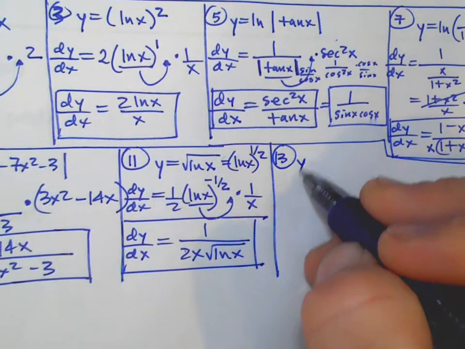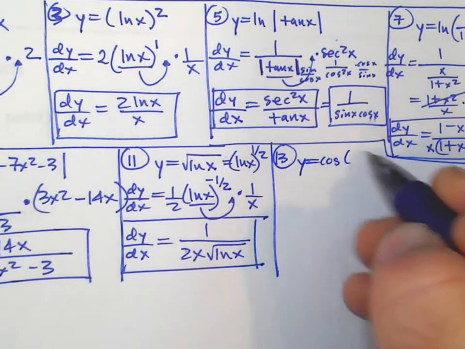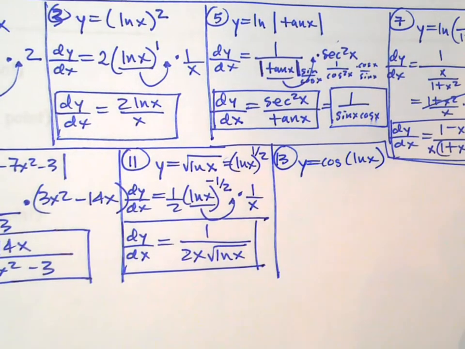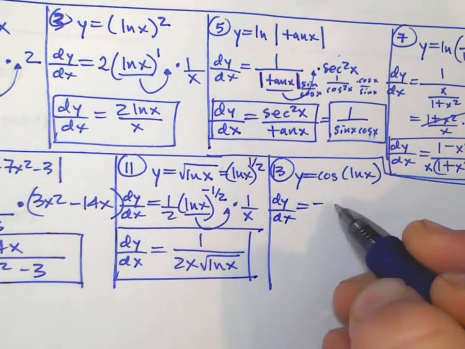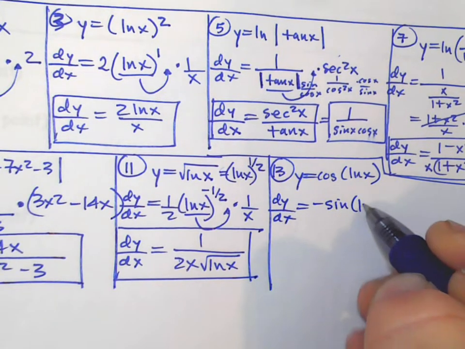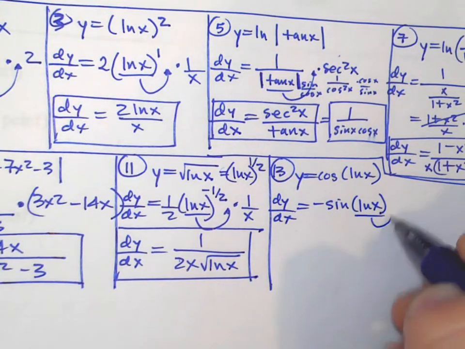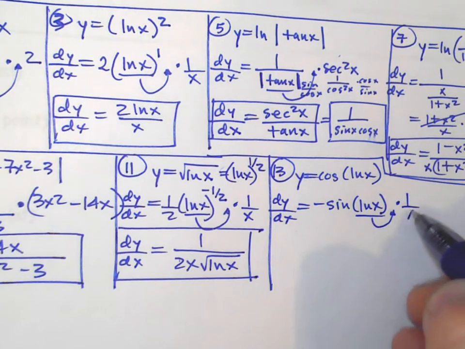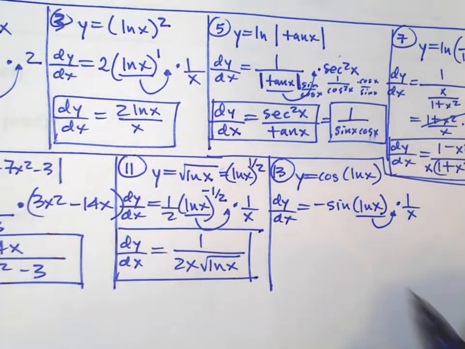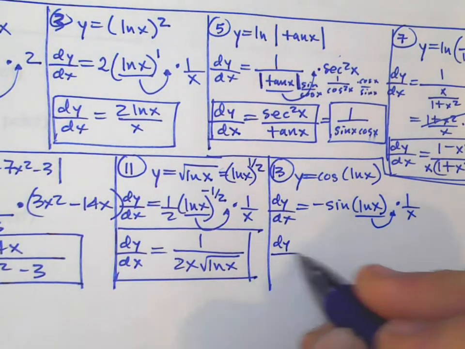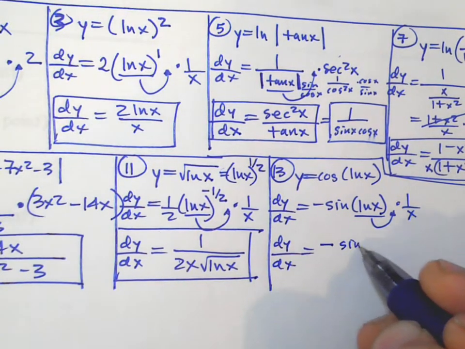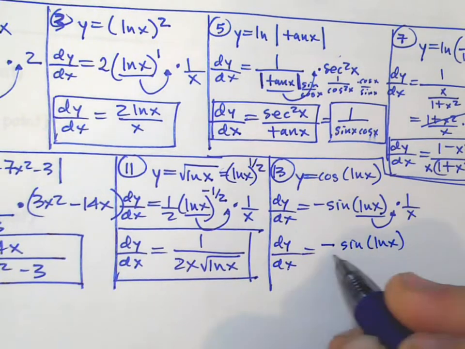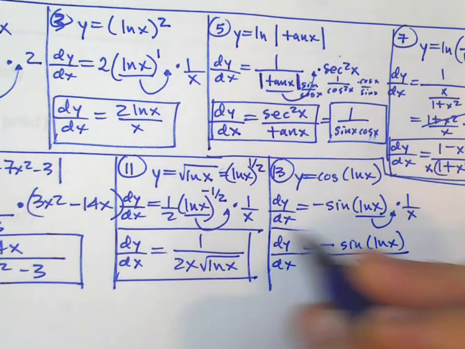13, y equals cosine of natural log of x. So dy dx, chain rule says derivative of cosine first is negative sine. Leave the inside the same, and then times the derivative of what's inside. Natural log of x is 1 over x. Then we could write our answer a little nicer. Negative sine of natural log of x all over x.